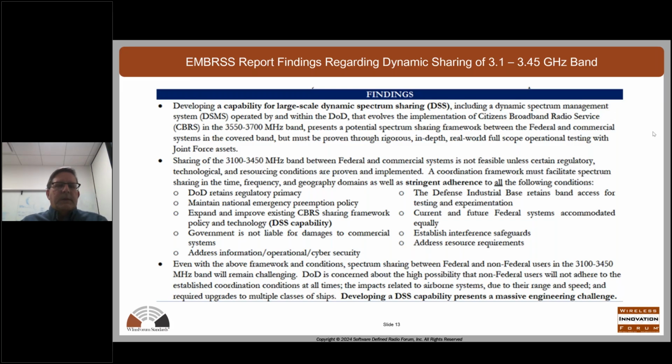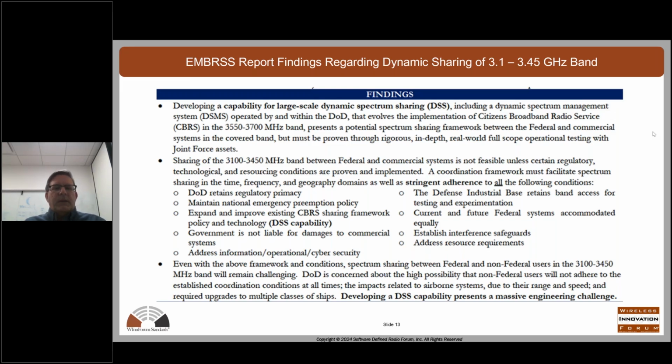Then they say the government cannot be liable for damage to commercial systems. What they're worried about is these high-powered radars operating in the band might destroy handsets or base stations if they're too close. This was a concern in the CBRS band as well. It turned out, there's nothing to it. Nothing has ever been damaged by any government radar in the CBRS band, even though we have CBRS operating on Navy bases and other military bases. Nothing has ever been damaged by a government system. I think the concern is overblown, my personal opinion.